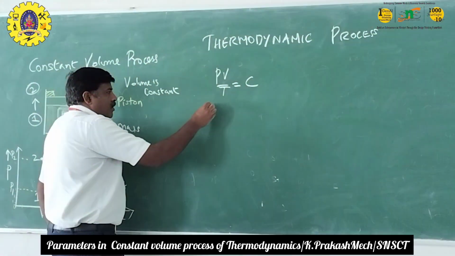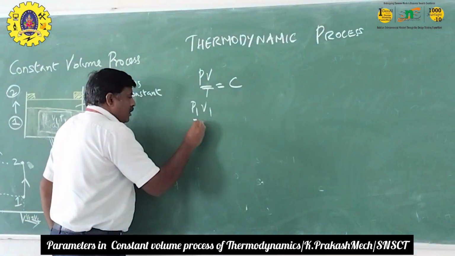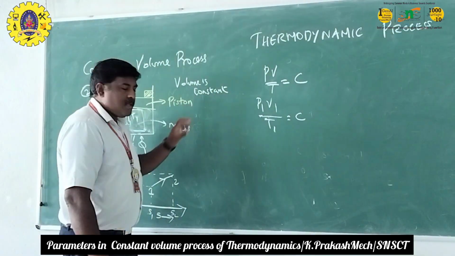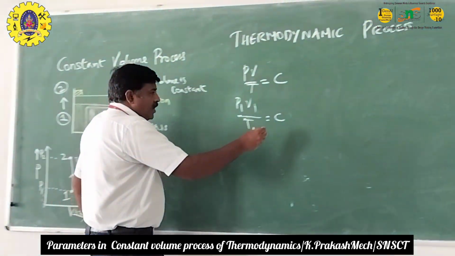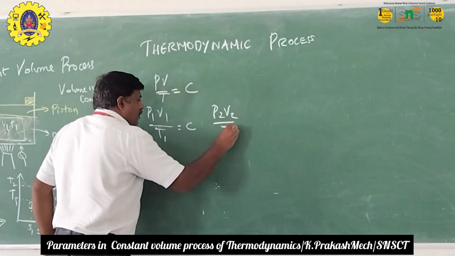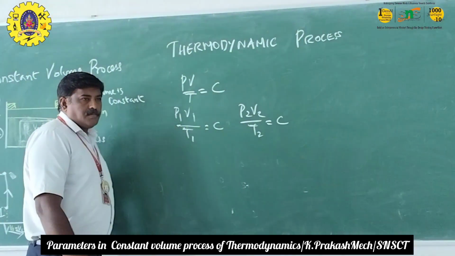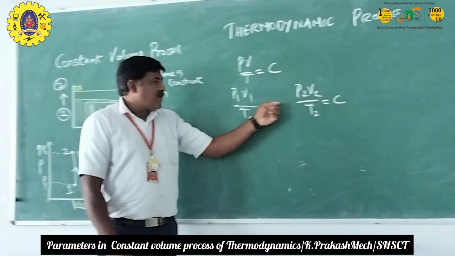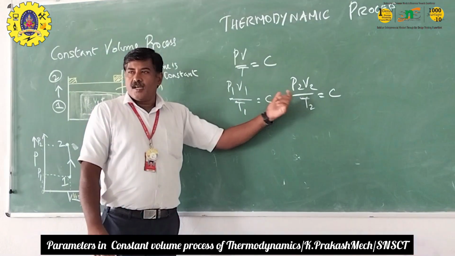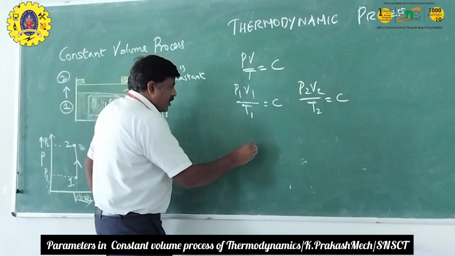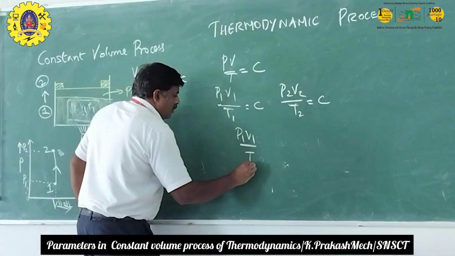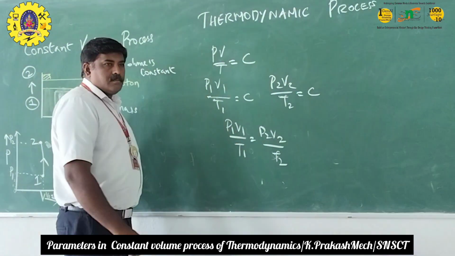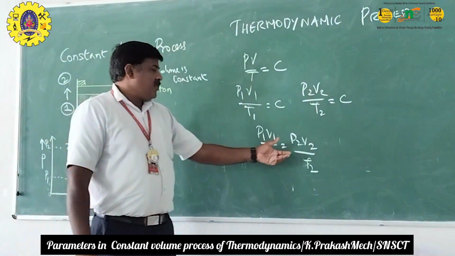If it is applied for state 1, it is P1 V1 by T1 is equal to constant. The same formula is applied for state 2. We can take P2 V2 by T2 is equal to constant. This is the common formula, and it can be applied for the two states. Here the right hand side is equal, therefore the left hand side we can make equal. So we are getting the formula P1 V1 by T1 is equal to P2 V2 by T2.